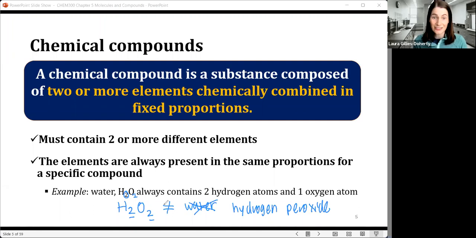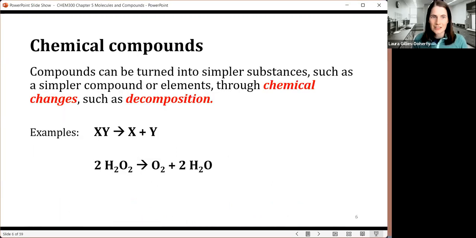So vastly different compounds. You can drink water and be totally fine. If you drink hydrogen peroxide, you get really sick. So the proportions of the atoms in a compound is what defines the identity of that compound. Chemical compounds can be chemically decomposed. That means they can be broken down into simpler substances through a chemical reaction or a chemical change.